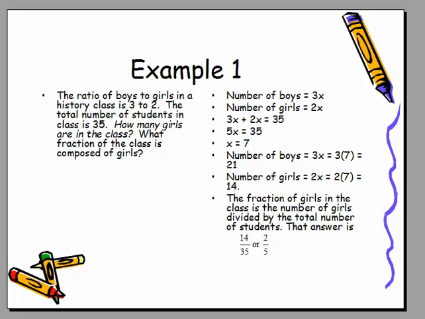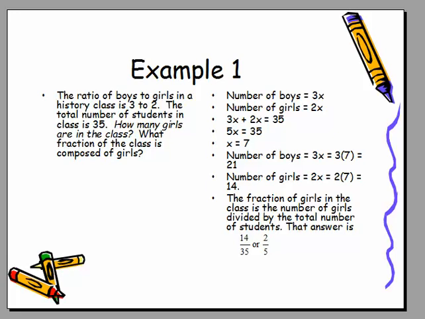The number of boys is 3x, while the number of girls is 2x. Those expressions come from the ratio of 3 to 2, but remember the ratio is not the same thing as the number. To find the number, we take the figure associated with the ratio multiplied by x. Because 3 is the number associated with the ratio of boys, the number of boys is 3x. Because 2 is the number associated with the ratio for girls, the number of girls is 2x.